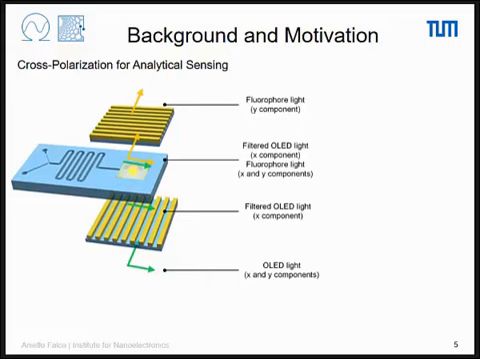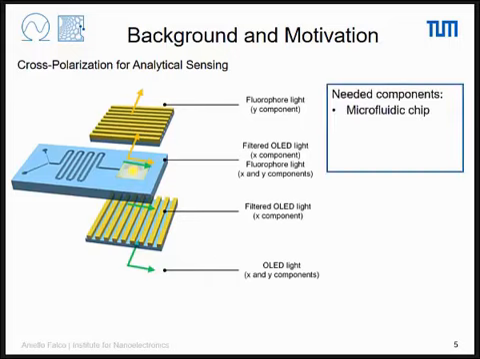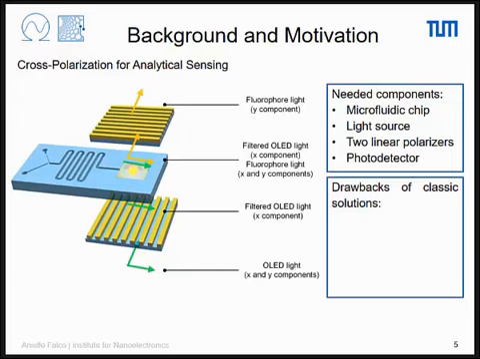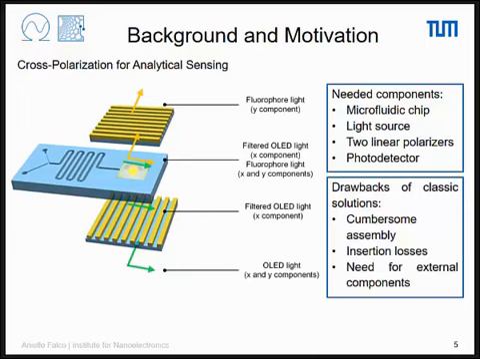This system is in principle pretty simple. It is made of a microfluidic chip, a light source, two linear polarizers, and a photodetector. The real problem is that we have to put all of it together, and putting it all together can be complicated. Sometimes they literally use Scotch tape or super glue to do it. It's not a nice process, and we get lots of insertion losses, and we need external components. So we need to buy the polarizer somewhere.